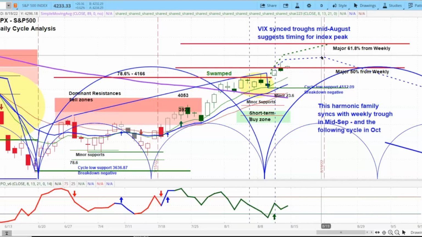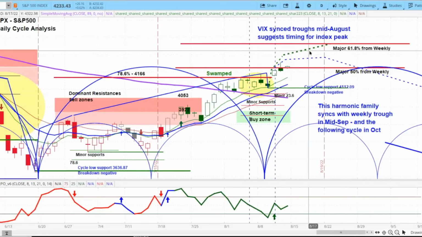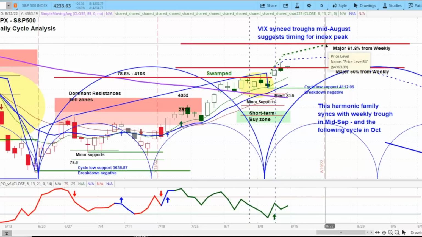There's an outside chance it makes it up to that major 61.8. This is that upper green projection. I don't think it's going to get that high. If it got through it, I would then certainly have to look at our analysis again for revisions, but I doubt that it's going to get there.